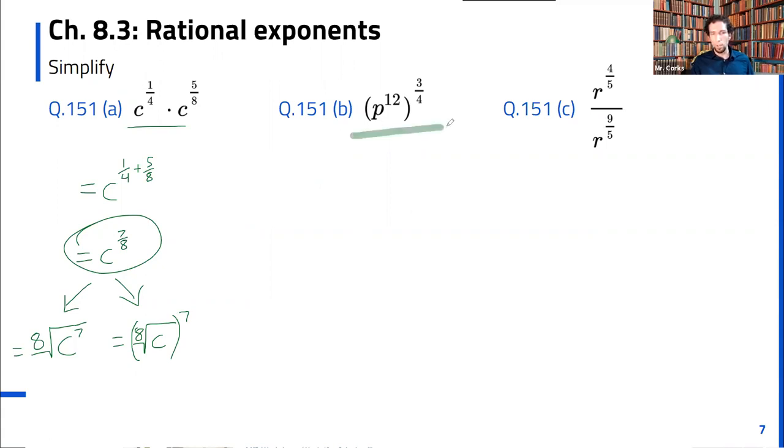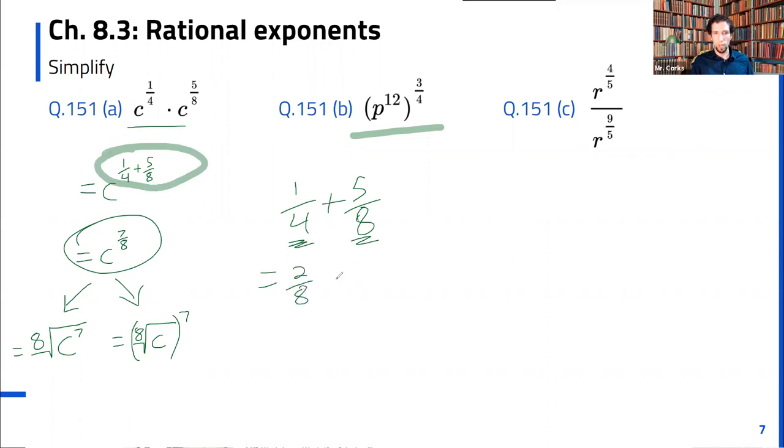Okay, so here, Professor, C to the 7 over 8. How did you bring this from here? Yes, how? 1 over 4 plus 5 over 8. If we are adding fractions, we make the denominators, the bottom numbers, the same. So 2 over 8 plus 5 over 8, and then we add the top numbers, 7 over 8. Thank you. You're welcome. Okay.